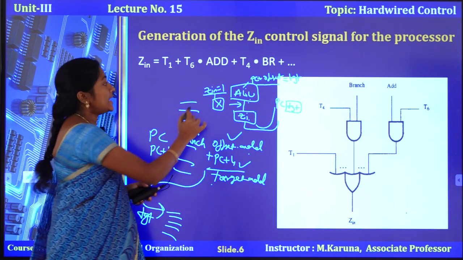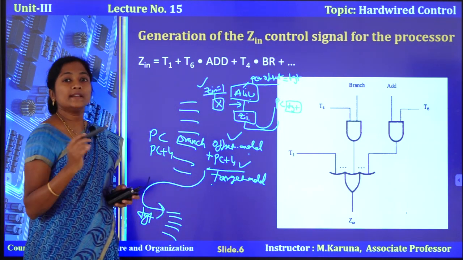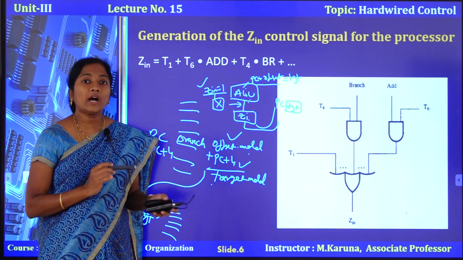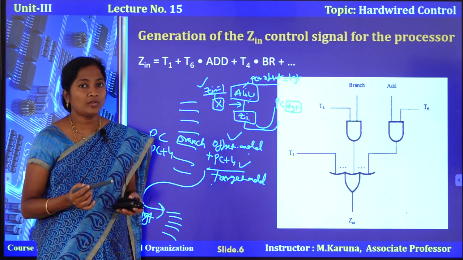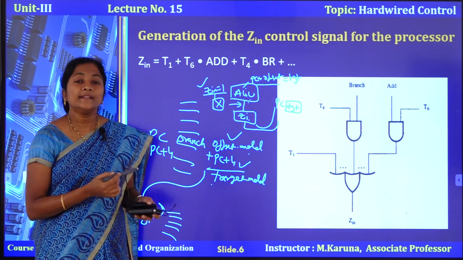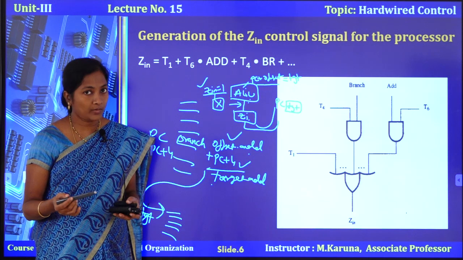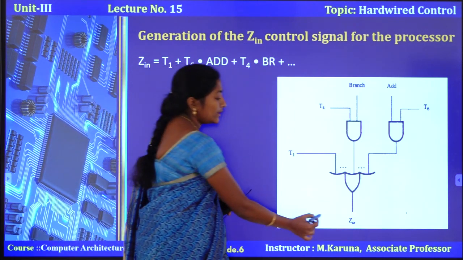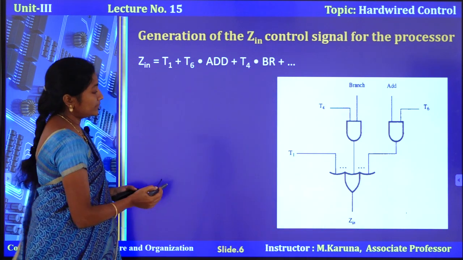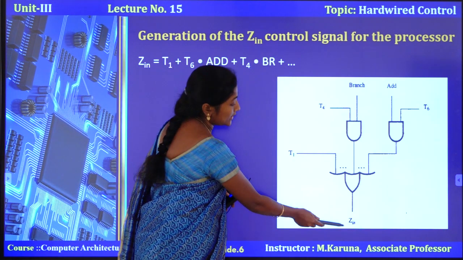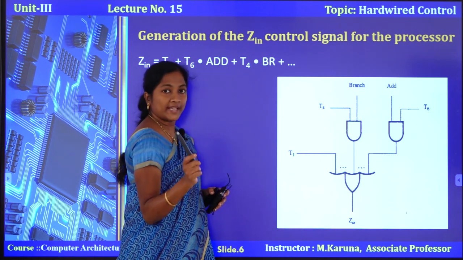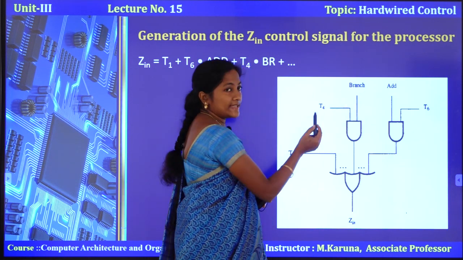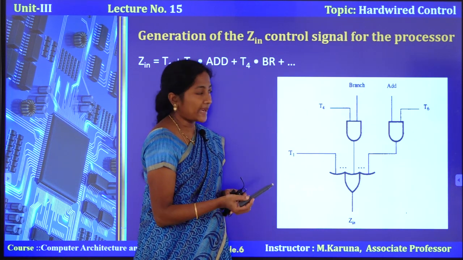Let us see how Zin equal to 1, the control signal issued by the control unit, is generated. We have already seen the organization of the hardwired control unit. So let us see Zin. This is the control signal Zin. Let us see how the Zin signal is generated. I told you, in the case of a branch instruction, the PC has the branch address.